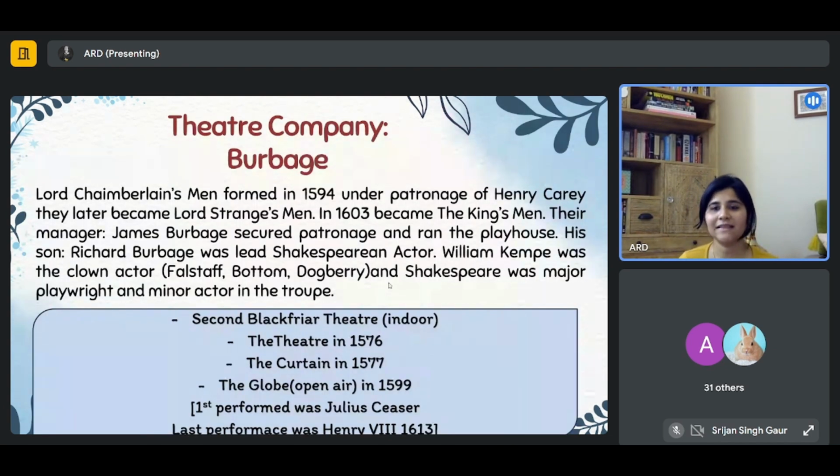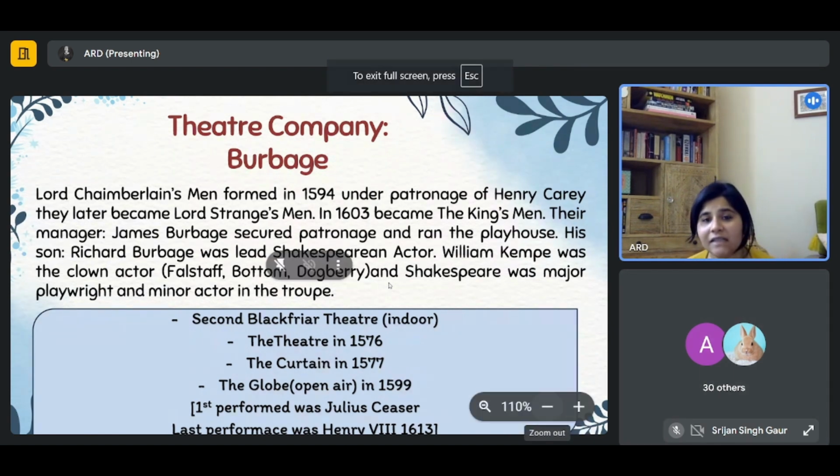Okay. So let's get down to the facts. So theatre company, first we will study Richard Burbage's theatre company. Sorry, not Richard Burbage, James Burbage. Lord Chamberlain's Men. It was formed in 1594 and the patron was Henry Carey. Okay? And later they also changed their names. We'll get to that. Their manager was James Burbage, and he ran the playhouse. Richard Burbage was James Burbage's son, and he was the lead Shakespearean actor. Shakespeare played the minor roles, and William Kemp was also a major actor who would play the clown characters, such as Bottom, Dogberry, Falstaff, and many others.